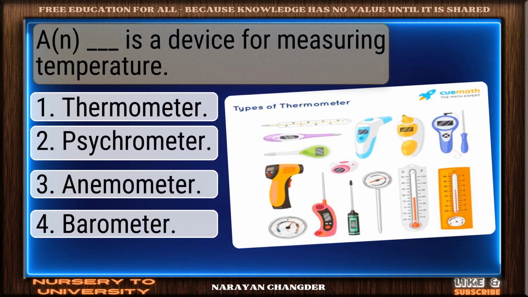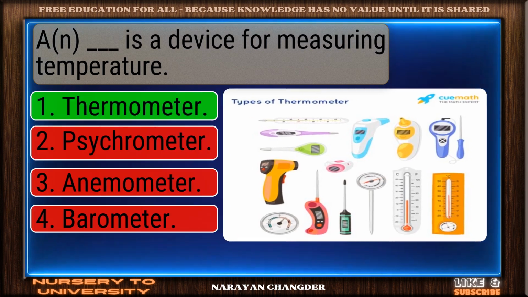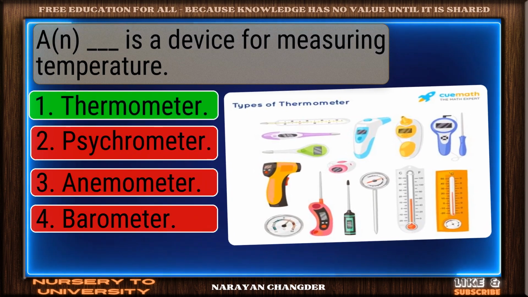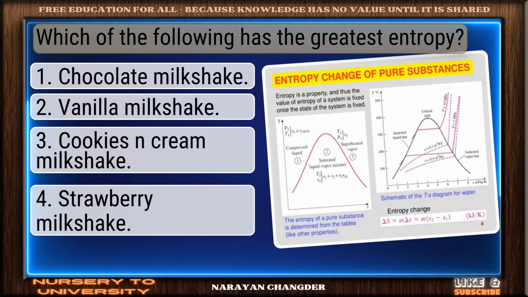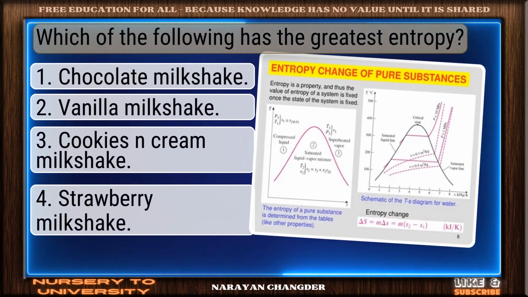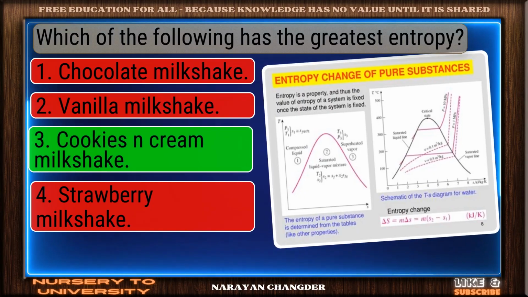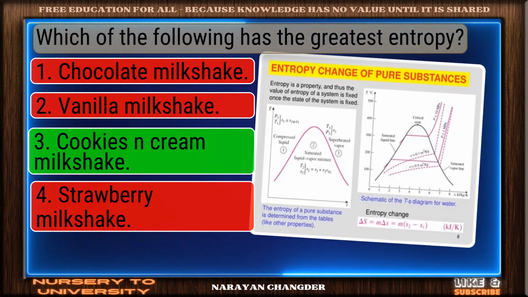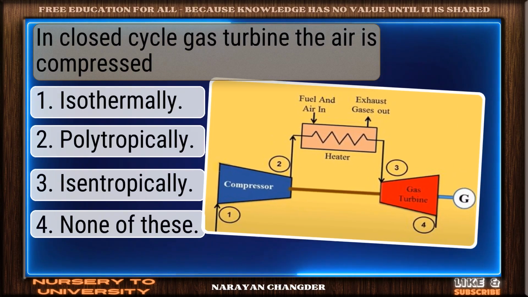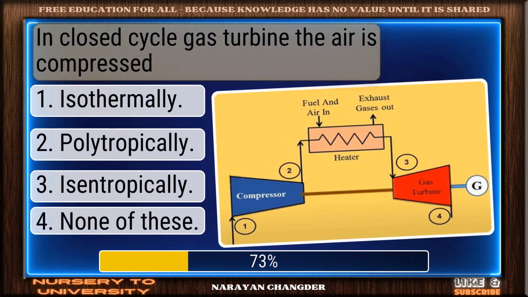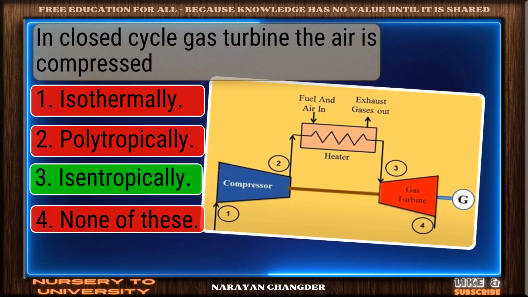A dash is a device for measuring temperature. You got it? Your choice, thermometer, is right. Which of the following has the greatest entropy? On track. Cookies and cream milkshake is the correct answer. In closed cycle gas turbine, the air is compressed. Right again. Isentropically is a valid answer.